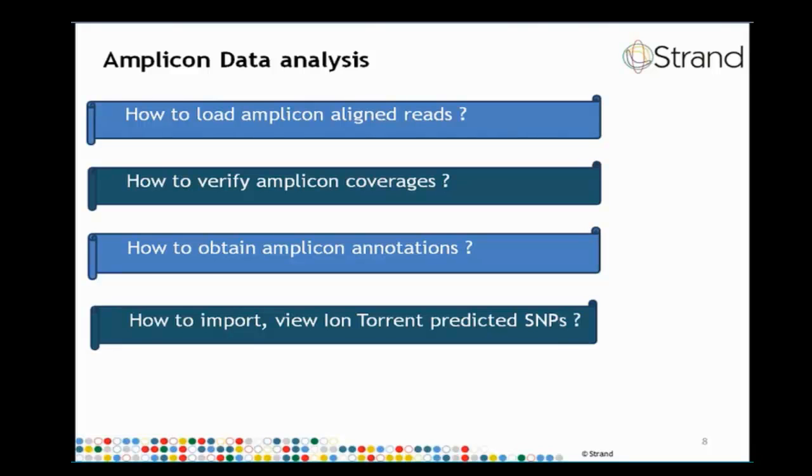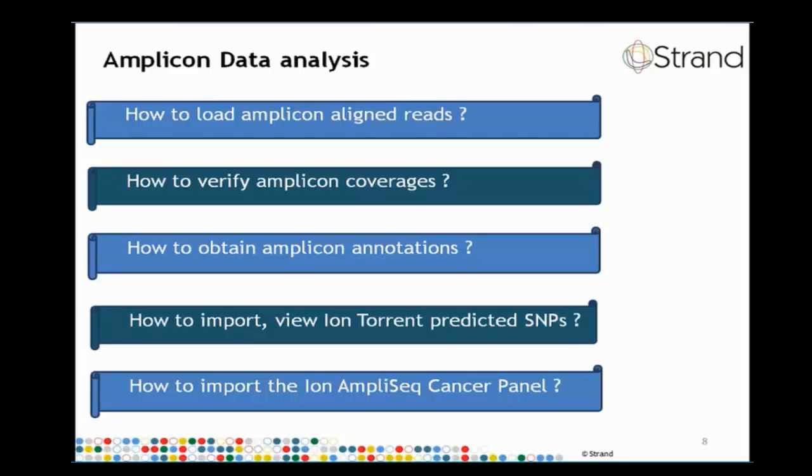How do we find out which gene and which exon each amplicon corresponds to? Once we import the Ion Torrent predicted SNPs, how do we verify them within Avadis NGS, and how do we carry out downstream analysis on it? And finally, the AmpliSeq Cancer Panel itself. It consists of a list of around 790 variants which have been identified by a panel of cancer experts. So given this cancer panel, how can we in 2 clicks verify whether a DNA sample has any of the mutations which are listed in this panel or not? That is what we'll do towards the end.